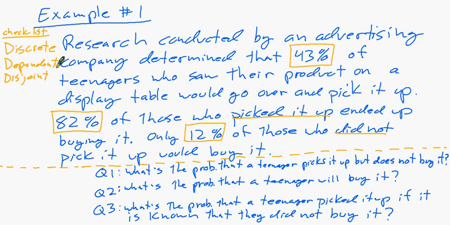Discrete, dependent, disjoint. So that tells us what approach we should take. Do we need a Venn diagram? No. That's only for joint variables. Are we going to do binomial or geometric? No, because those are independent variables. So for dependent disjoint, really, in terms of method, we're going to do the tree diagram, which we can start right now.